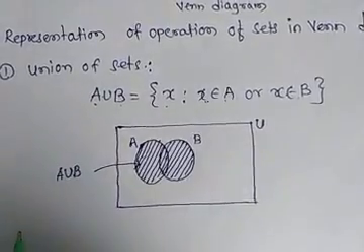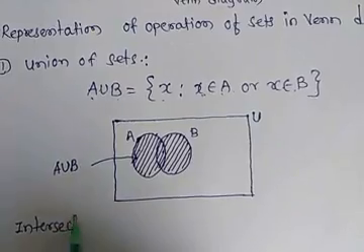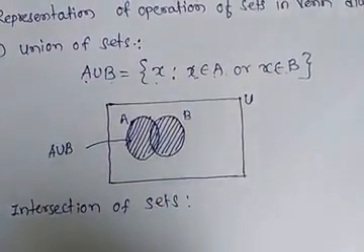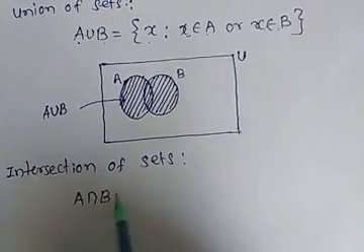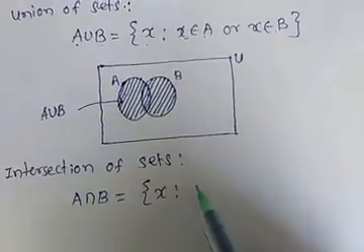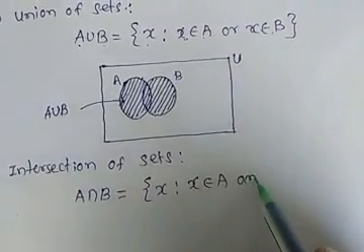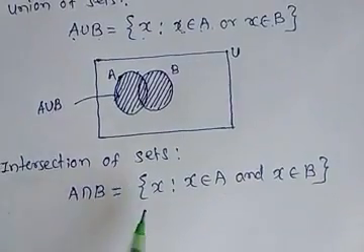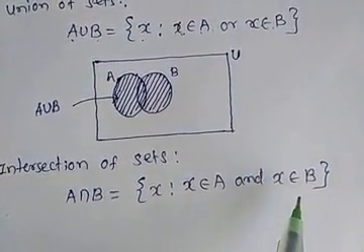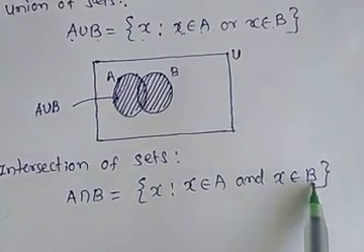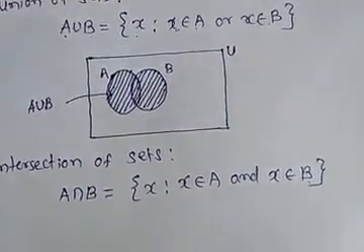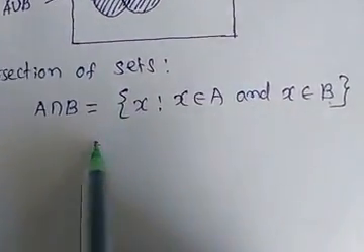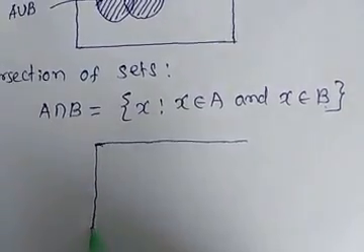Next it is the intersection of sets, and its definition is A intersection B is equal to the set of X such that X belongs to A and X belongs to B. That is, it is common to both sets A and B. Now its representation will be: consider first the universal set.